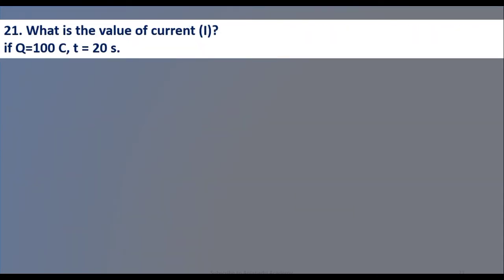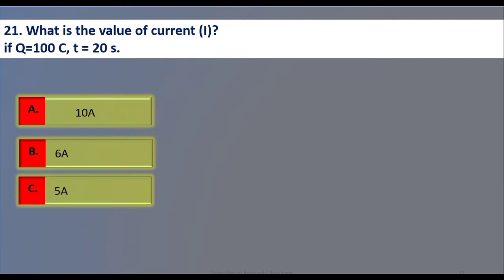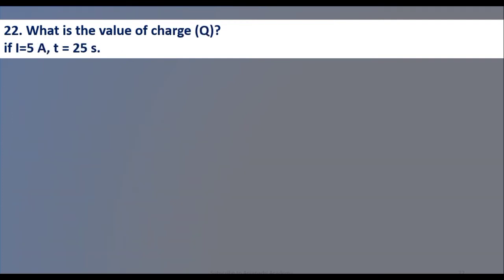What is the value of current? As we know, I is equal to Q by T. The value of Q and time, that is T, has been given. I is equal to Q by T, that is 100 by 20. 100 by 20 means 5 ampere is the answer. Therefore, option C is the right answer.